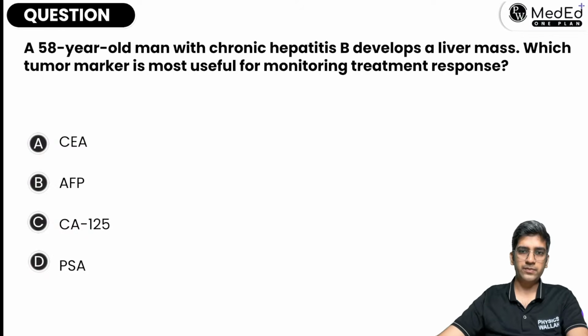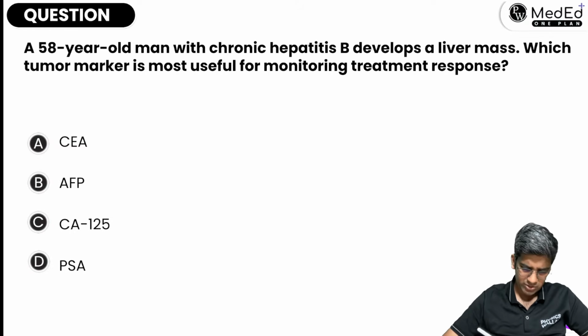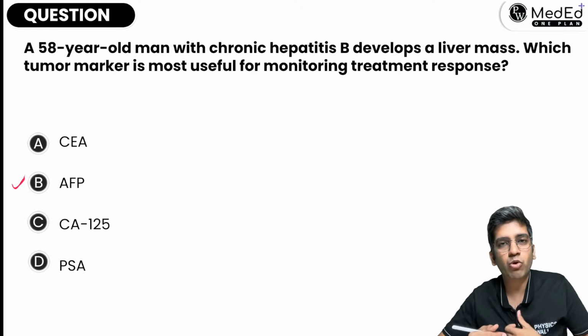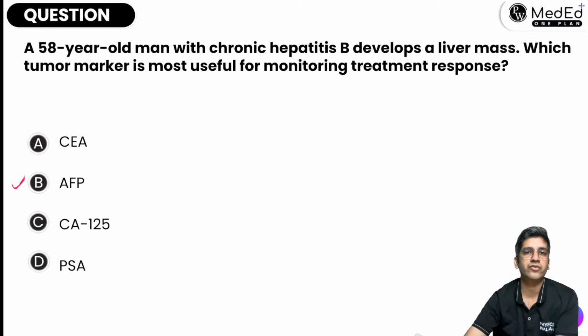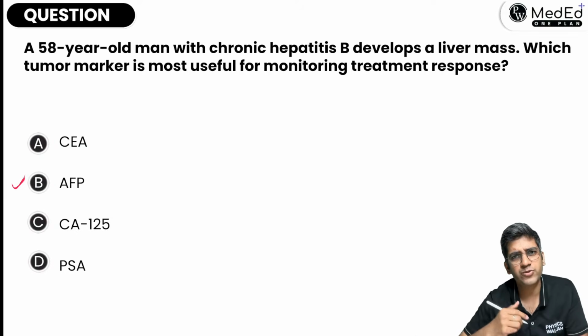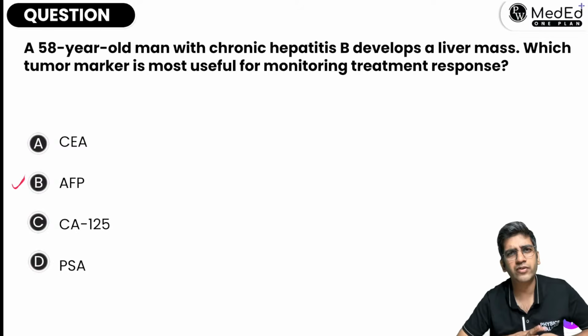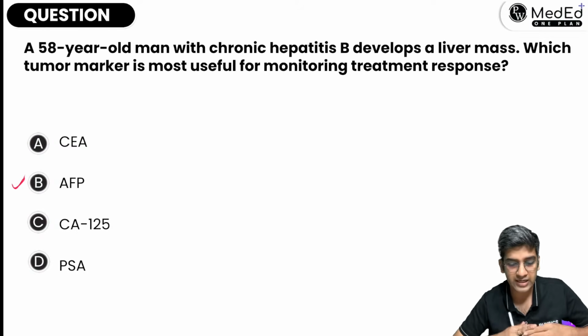A simple question. 58-year-old with chronic hepatitis B develops a liver mass. The tumor marker most useful for this patient is undoubtedly your alpha fetoprotein, right? Alpha fetoprotein of more than 1000 is directly diagnostic of a hepatocellular carcinoma. Hepatitis B with a liver mass, I will definitely think of a hepatocellular carcinoma only, right? There's no doubt in that, right? I just want you to remember this alone, okay?